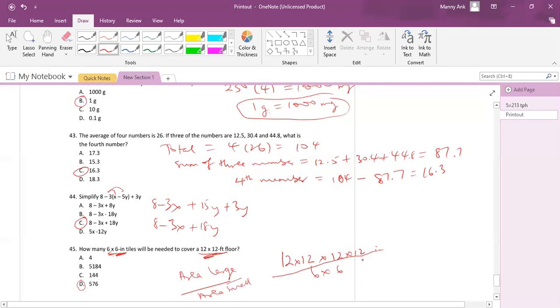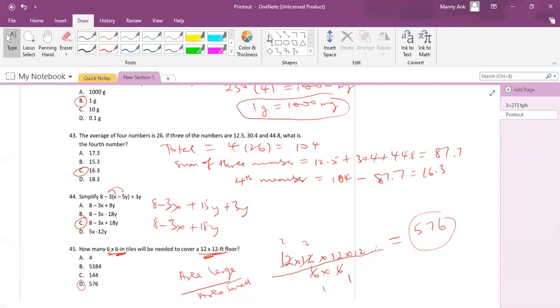Okay. So if I write it like this, I can easily cross things out. 6 into itself is 1, 6 into 12 is 2. This 6 can go into itself 1, 6 can go here another 2 times. So if I multiply all these numbers, then I'll come up with 576 as my answer. It's 576. 4 times 144. So this is how the test goes.